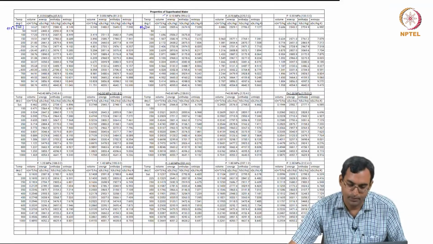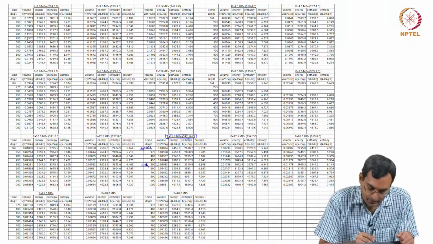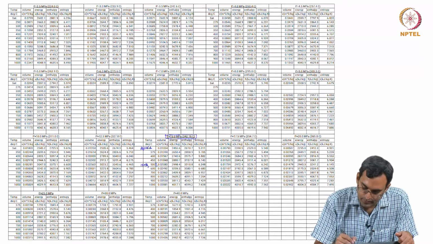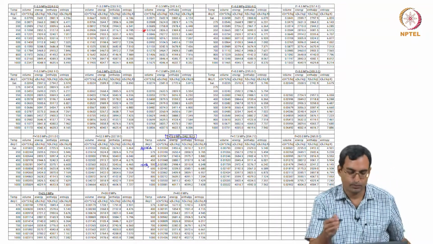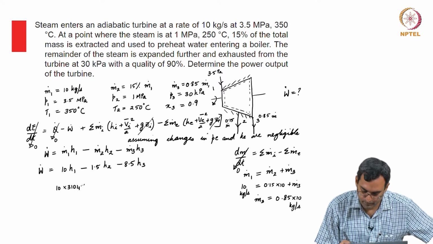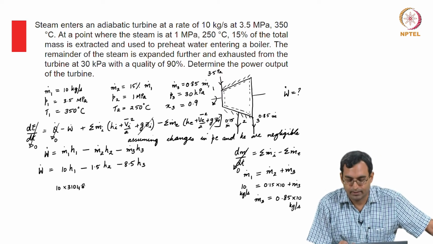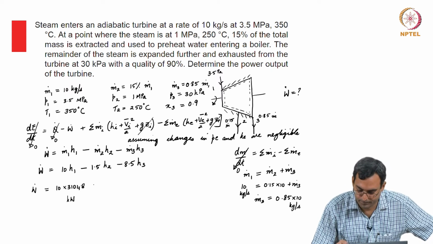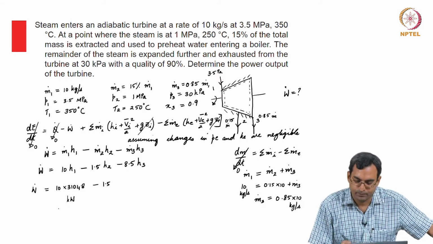In the superheated tables, let me go to 3.5 megapascal. So, this is 2 megapascal, this is 3.5 megapascal. I am interested in the condition at 350 degrees centigrade, which is essentially this column, this row. I want enthalpy, it is 3104.8. This is in kilojoule per kg, this is in kg per second. So, kilojoule per kg into kg per second will give me something in kilowatt. So, I found this from the superheated tables.